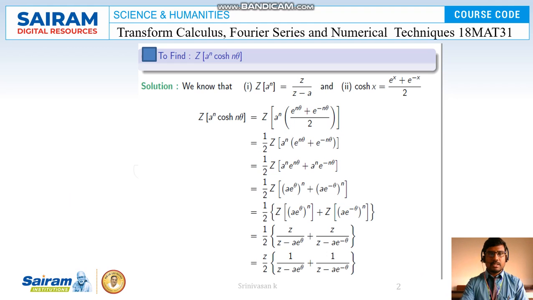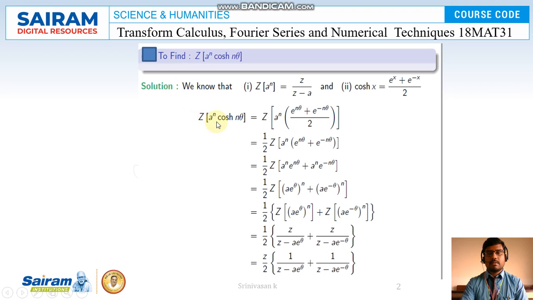The first problem is: find Z of a power n cosh n theta. Before going to solve the problem, we will discuss some standard formulas. Z of a power n equals z divided by z minus a, and cosh theta equals e power theta plus e power minus theta divided by 2. So apply this formula in the given function.